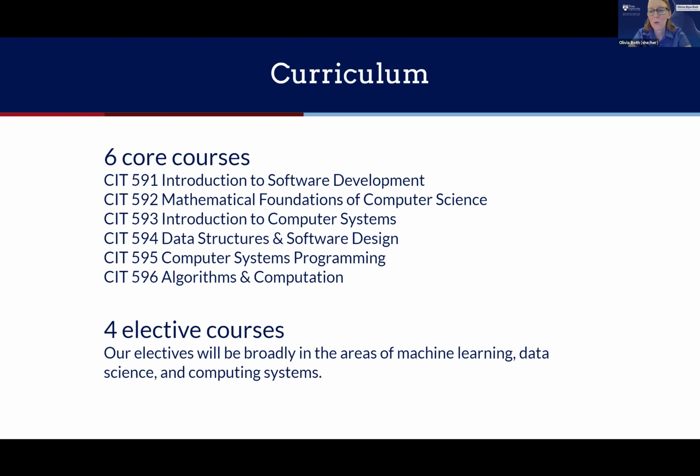So once you have that core understanding under your belt, you can then specialize into more targeted and niche topics that are the same electives that our on-campus computer science master's students are taking. These could be machine learning, data science, computational systems. We have a variety of electives and more on the way.